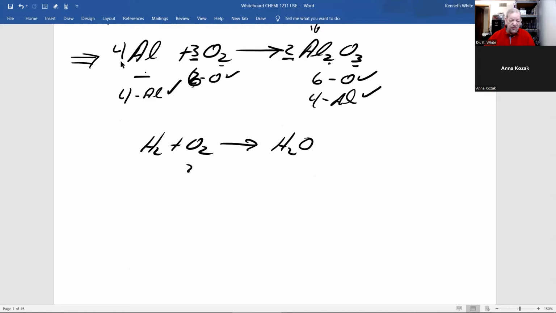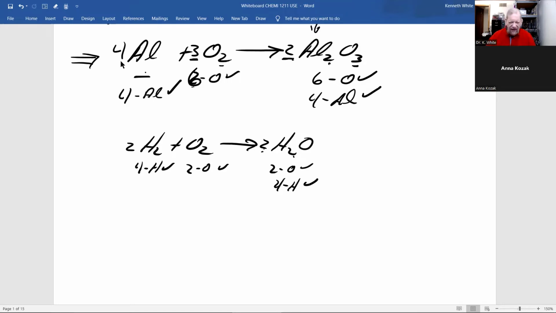And here I have 2 oxygen. To get 2 oxygen here, put a 2 there, 2 oxygen. And now I have 2 times 2, 4 hydrogen. How do I get 4 hydrogen on this side? Well, put a 2 there. And now 4 hydrogen, 2 oxygen, 2, it's balanced.